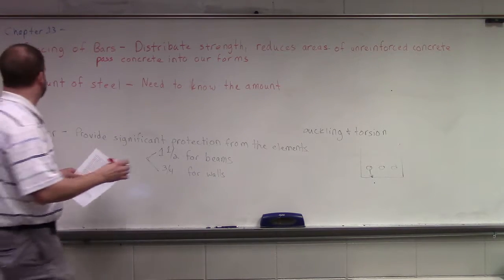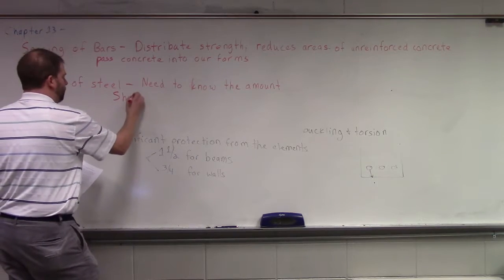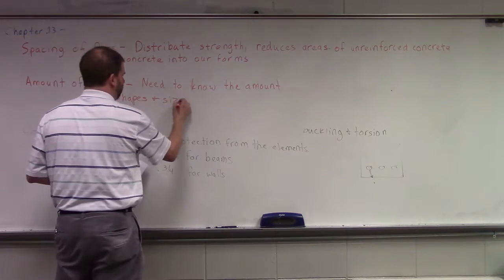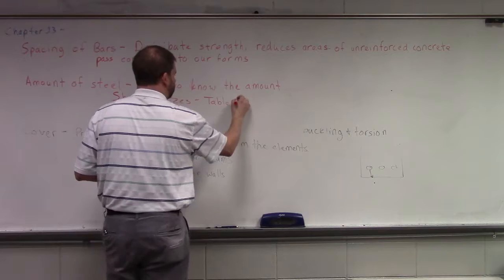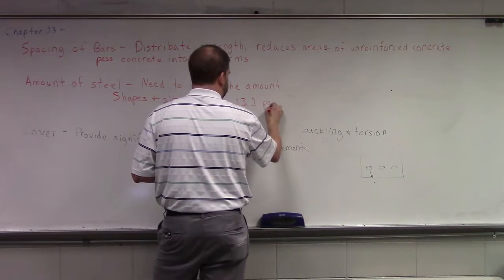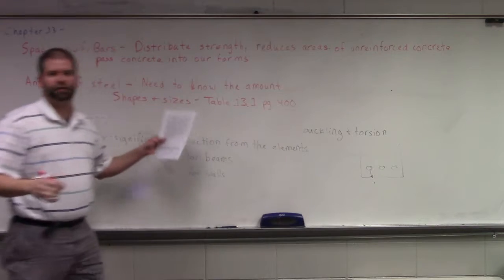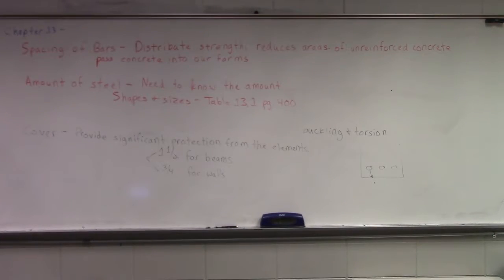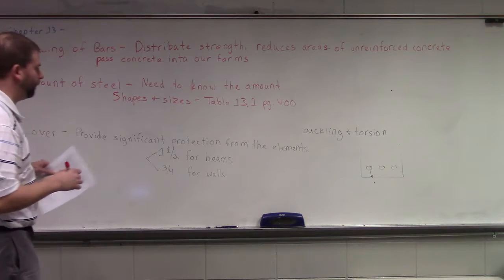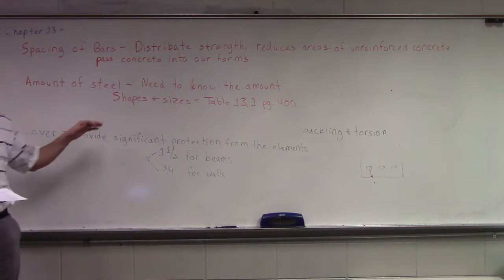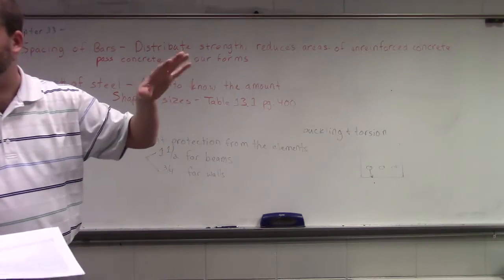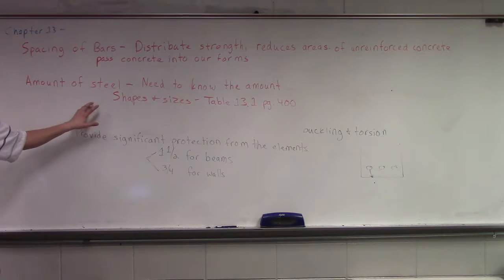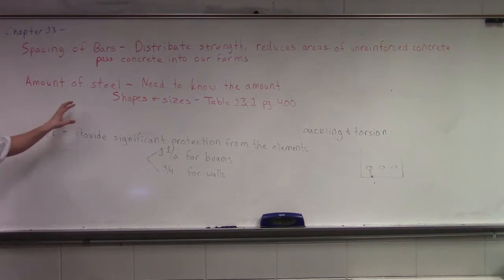As far as shapes and sizes of the bar, refer to table 13.1 on page 400 of your text. That's going to give you your common diameters, and it also gives you cross-sectional areas. It also gives you unit weights. I don't think we're going to have time to look at any calculations from a density or weight standpoint. I think all we're going to get into is determining the area, the size of the bars, and the number of bars that we're putting in.